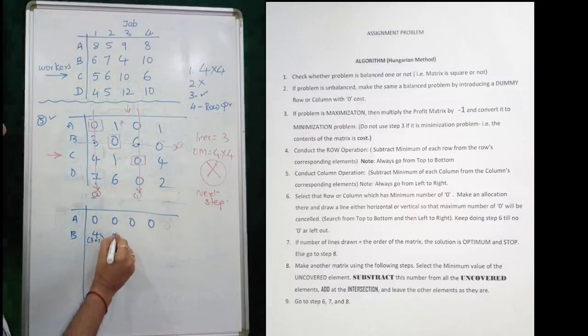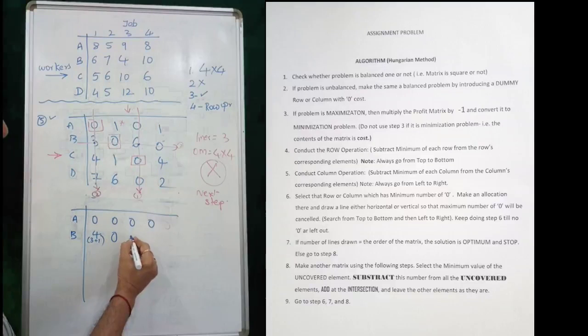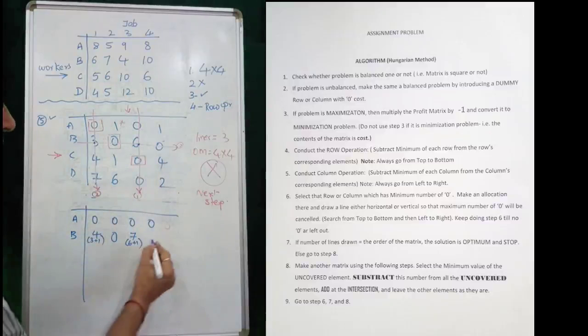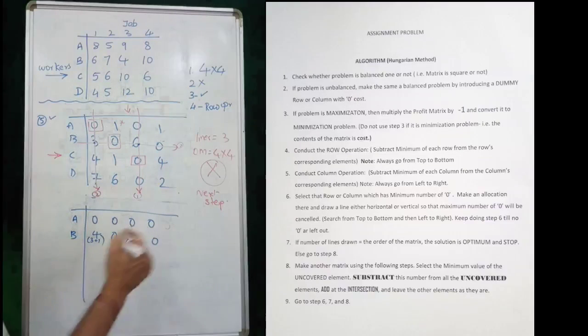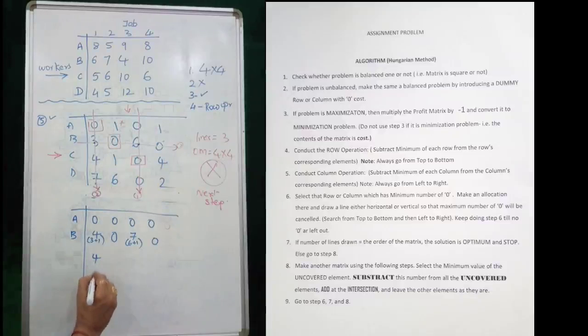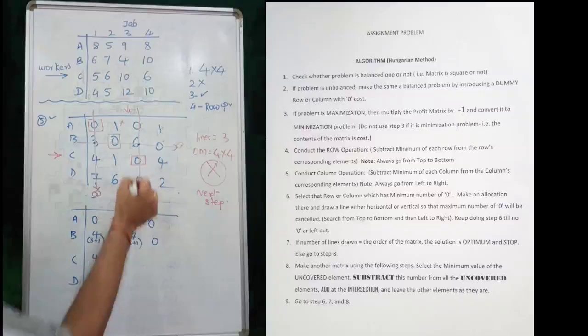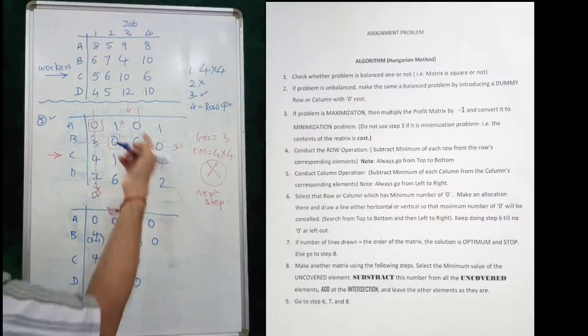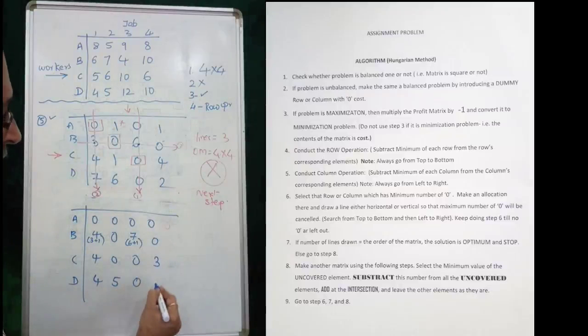Elements covered by the line, leave as they are. Here also I have to add it, so it will become 7. How? 6 plus 1, because it is an intersection, and this 0 will remain as it is. 4 and 7 will remain as they are because they are covered by the line. 1 minus 1 is 0. 6 minus 1 is 5. These 0, 0 are covered by the line, so write them as they are. 4 and 2 are uncovered elements, so I have to minus 1, so they become 3 and 2. So I have done this operation.